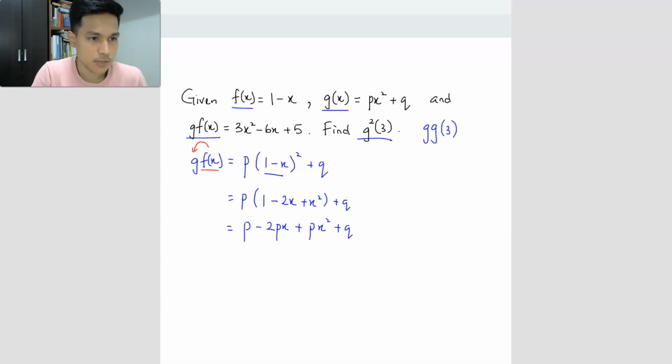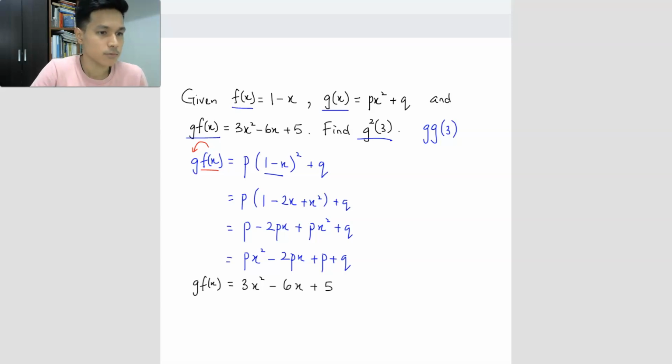So now we can rearrange this such that it's the same format as this. So the x squared is in front: px squared minus 2px plus p plus q. Now we will compare with the given one. The given one is g(f(x)) equals 3x squared minus 6x plus 5. So what can we see from here?